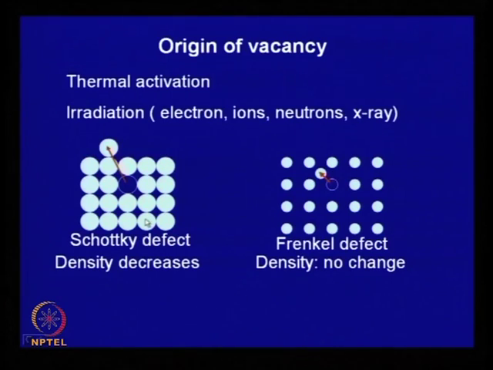There is another way a vacancy can be created. You can push an atom from its normal site to an interstitial site. This is called a Frenkel defect. Here, overall there is no change in volume, so there is no change in density, but definitely there will be lattice distortion. Obviously, the interstitial sites are much smaller, so you need much higher energy to create this kind of defect.